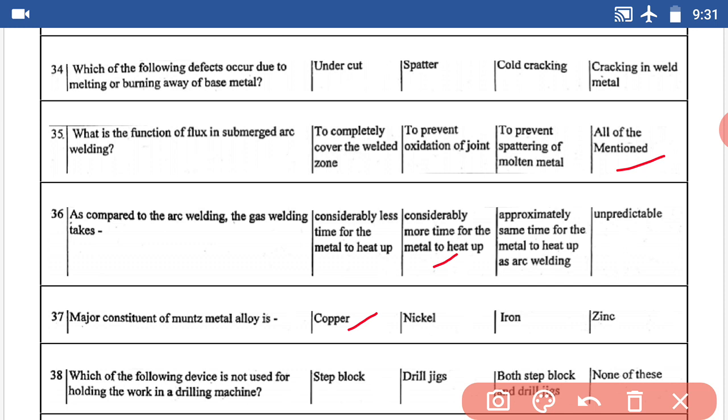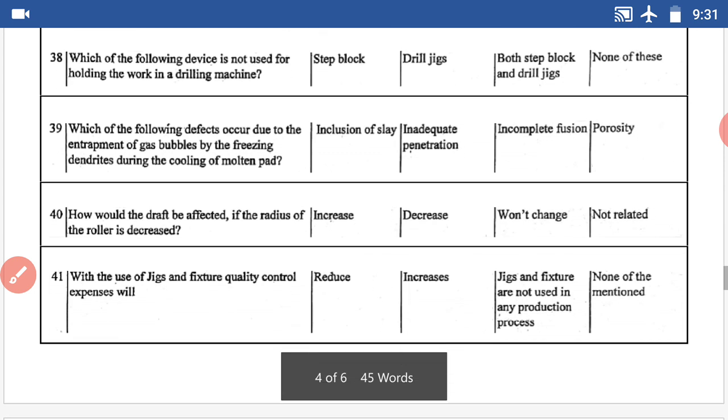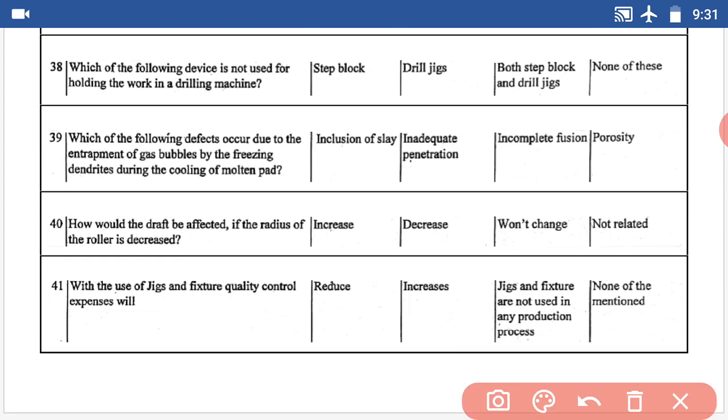Question number 38. Which of the following devices is not used for holding the work in a drilling machine? Step block, drill jig, both step block and drill jig. Option A wrong, B wrong, C wrong. The correct answer is none of these. So option D is the correct answer.